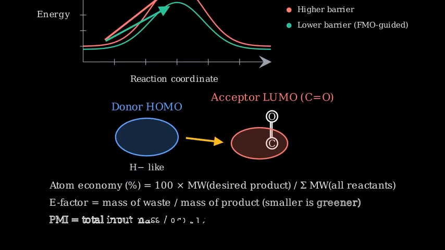Green synthesis aims to maximize atom economy and minimize waste. Atom economy is the fraction of reactant atoms ending up in the desired product. The E factor is kilograms of waste per kilogram of product. PMI is process mass intensity, the total input mass over product mass.